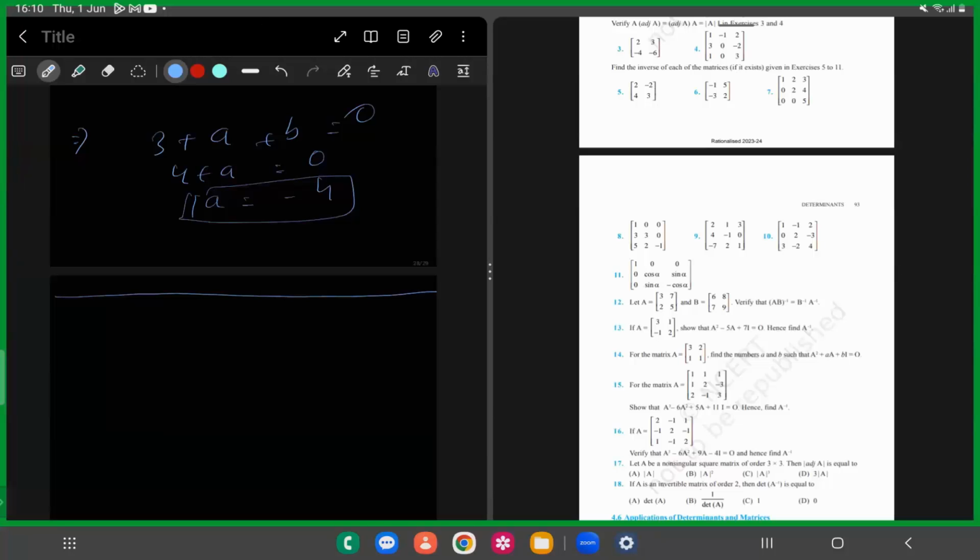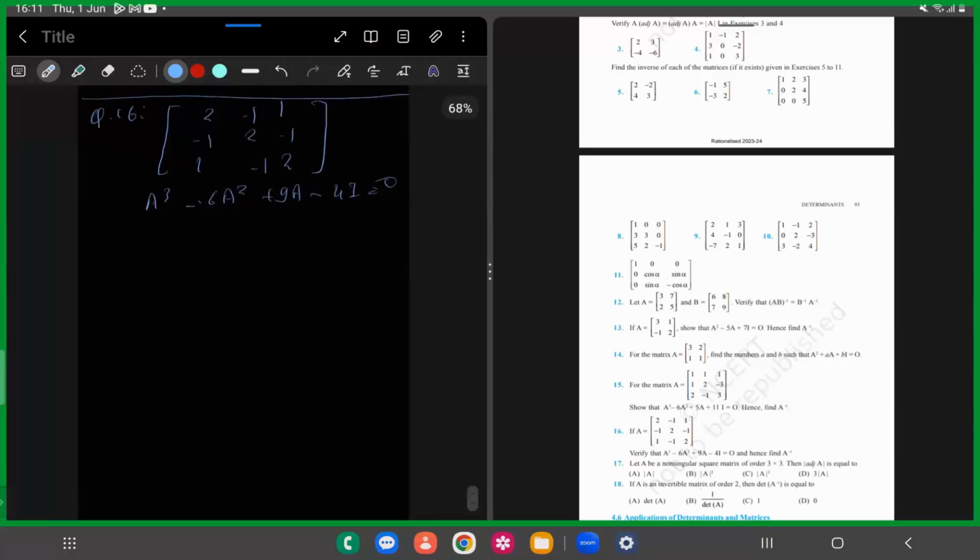Okay. So if I take question number 16, this is the matrix A with rows 2, minus 1, 1; minus 1, 2, minus 1; 1, minus 1 and 2. And you have to verify that A cube minus 6A square plus 9A minus 4I is equal to 0. So all we need is to find the matrices A cube, A square, and A, and the identity is already known.